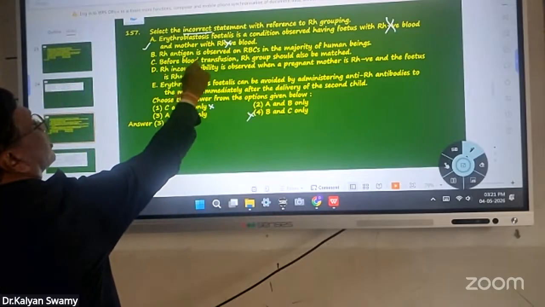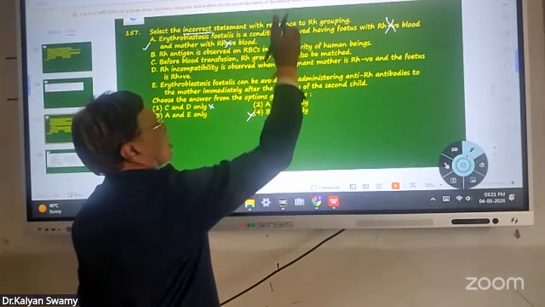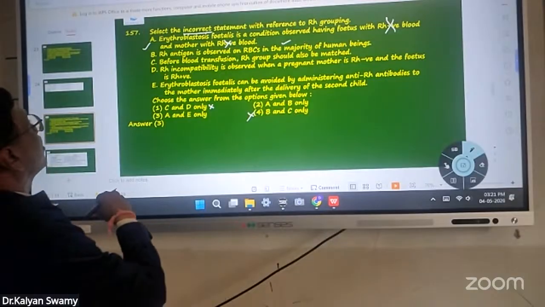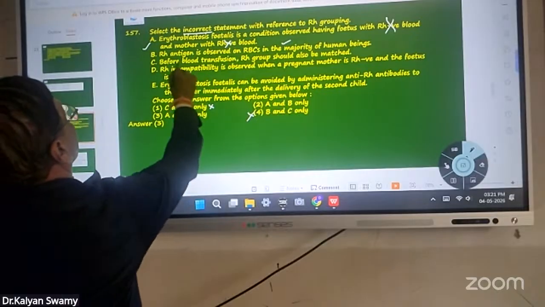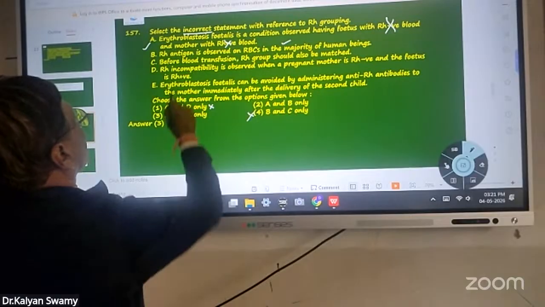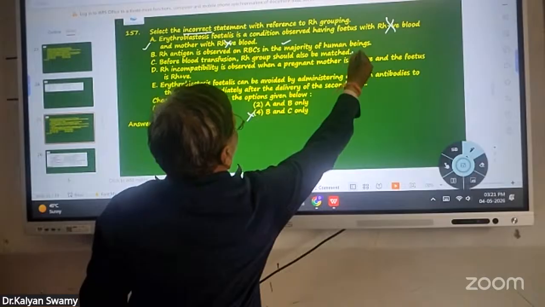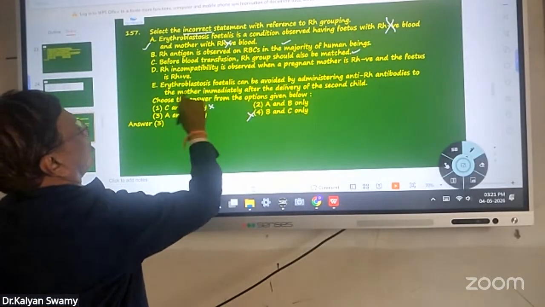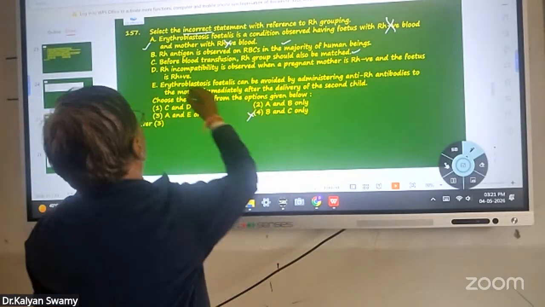Next, RH antigen is observed on RBC in the majority of human beings. When the majority of human beings are RH positive, that is correct. That should not be there among the incorrect ones. Before the transfusion, the RH group should also be matched. Let us keep it. RH incompatibility is observed when the pregnant mother is RH negative and the fetus is RH positive.